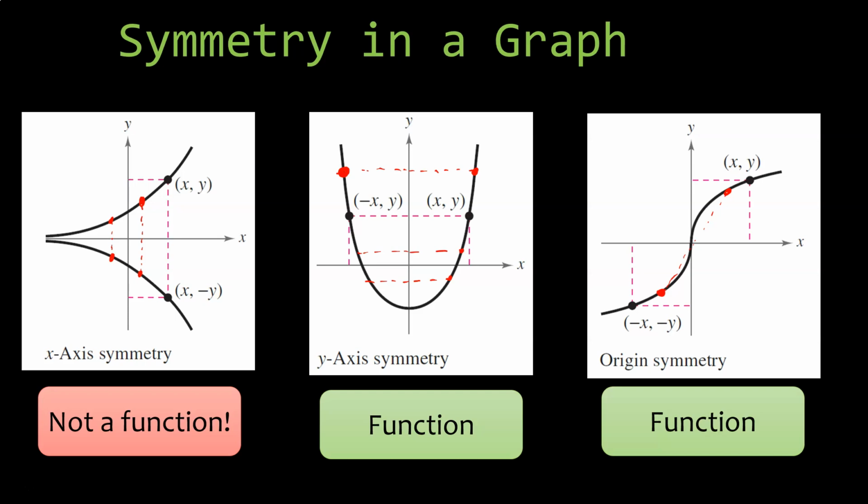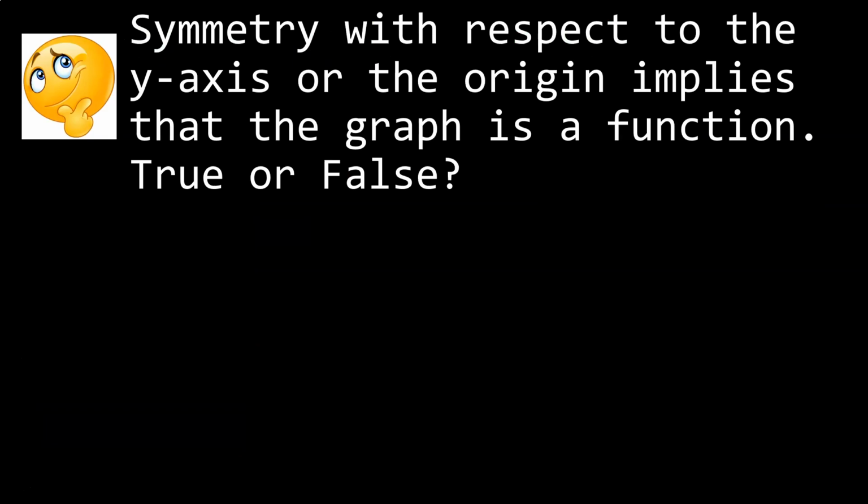Now, I just said before that if a graph has symmetry with respect to the x-axis, then it wouldn't be a function because it would definitely fail the vertical line test. What about symmetry with respect to the y-axis and the origin? Does that imply a graph is going to be a function? Ponder this one. True or false? Symmetry with respect to the y-axis or the origin implies that the graph is a function.